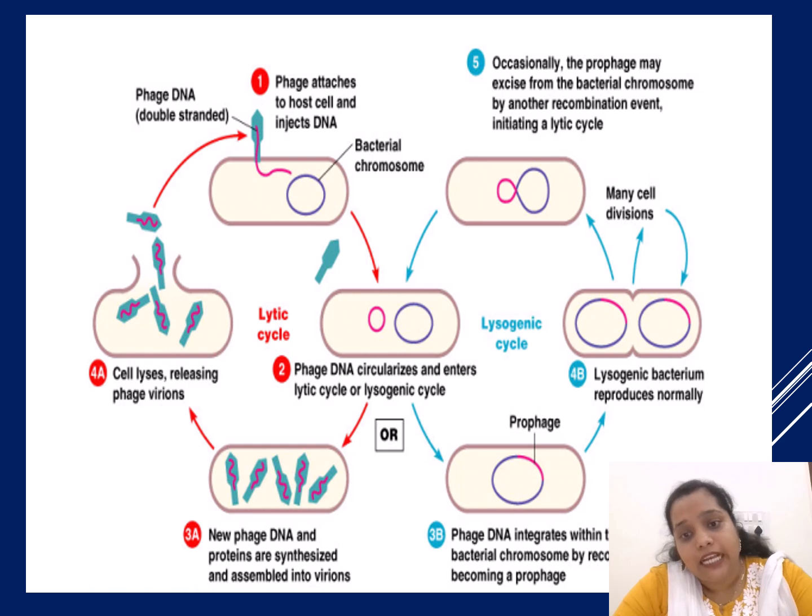Whereas if it enters the lysogenic cycle, it forms a prophage, where the phage DNA integrates with the bacterial chromosome. Now this reproduces normally, has several cycles of cell division, and then the prophage may excise from the bacterial chromosome by another recombination event, initiating a lytic cycle. So that's how these RNA viruses or retroviruses work.